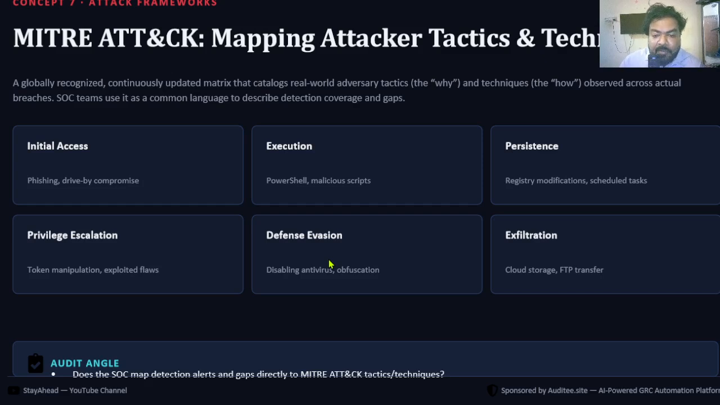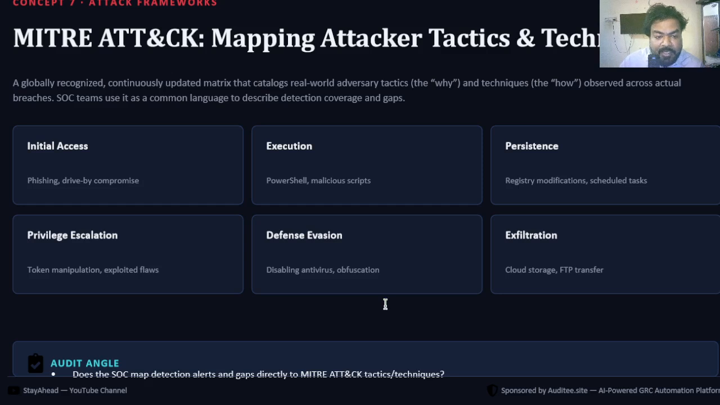A mature security operations center doesn't just say we monitor for threats. They can show you a heat map of exactly which MITRE ATT&CK techniques they can detect and which ones remain blind spots. So when you're auditing, the core question is simple: does the SOC map its detection alerts and its known gaps directly back to MITRE ATT&CK tactics and techniques? If they can't show you that mapping, that claim of full coverage probably doesn't hold up.